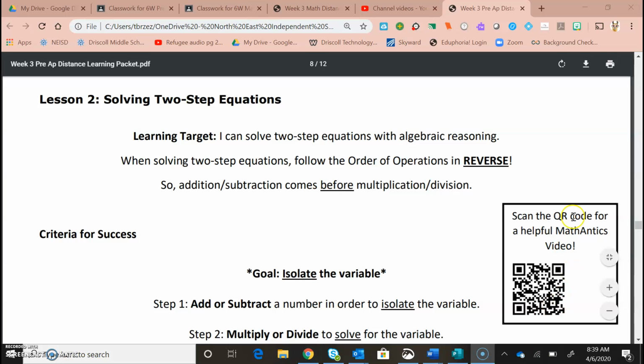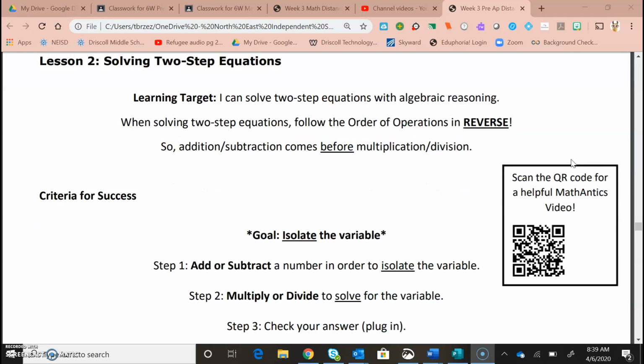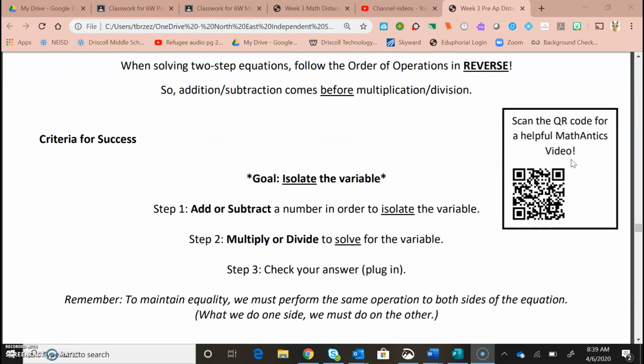As you can see right here, I included a QR code for your favorite Math Antics video. Our criteria for success: our goal is still to isolate the variable. Step 1 is to add or subtract a number in order to isolate the variable. Step 2 is to multiply or divide to solve for the variable. Step 3, you're going to check your answer by plugging in.